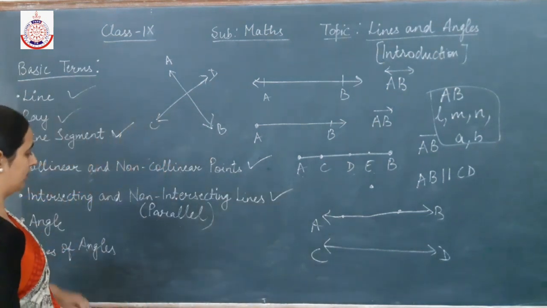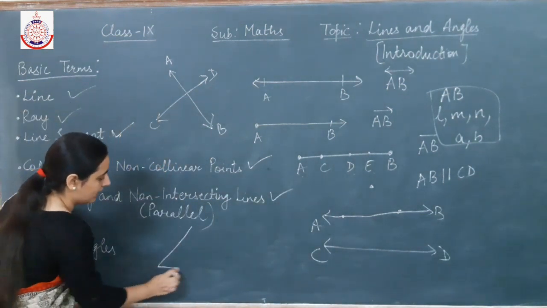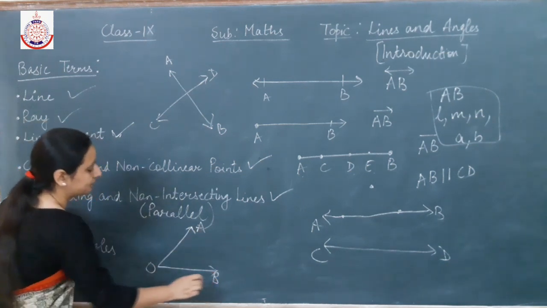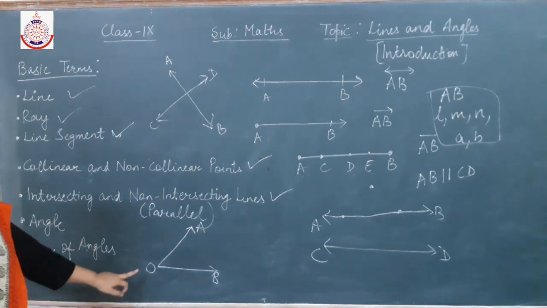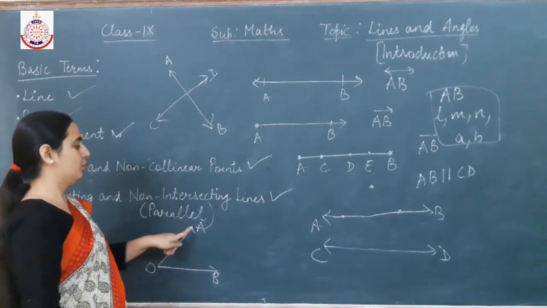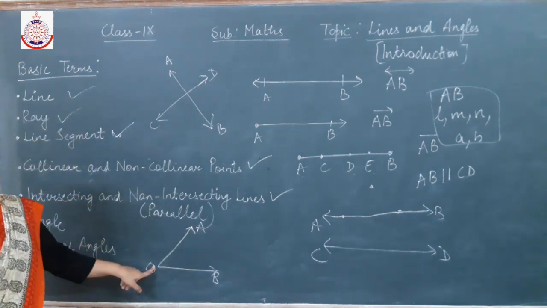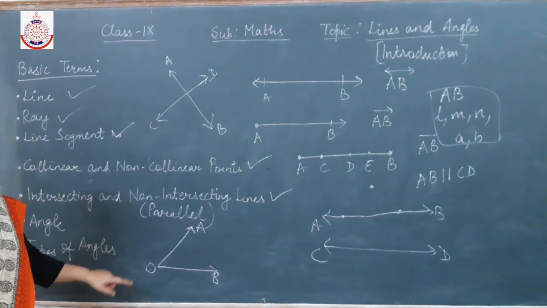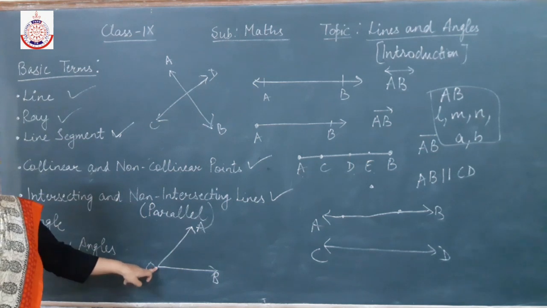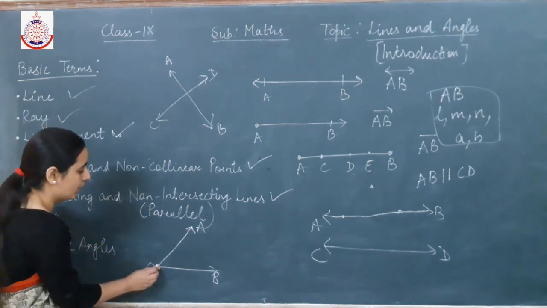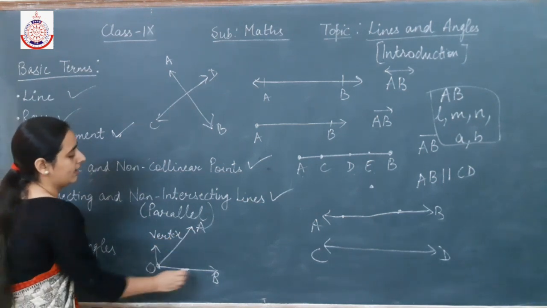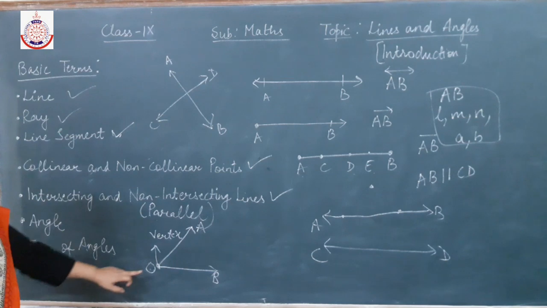Then we have angle. Now what is an angle? You must be knowing its shape. We generally draw the angle like this, suppose it is AOB. Now, if we talk about the definition, you can see OA and OB are rays. So, when two rays meet at a common point, that forms an angle. Ray OA and ray OB are meeting at the common point. This common point is called the vertex. OA and OB are the arms of this angle.